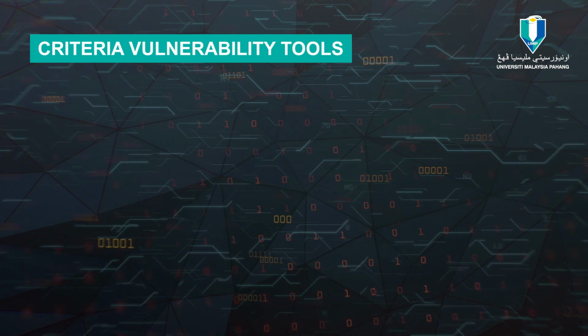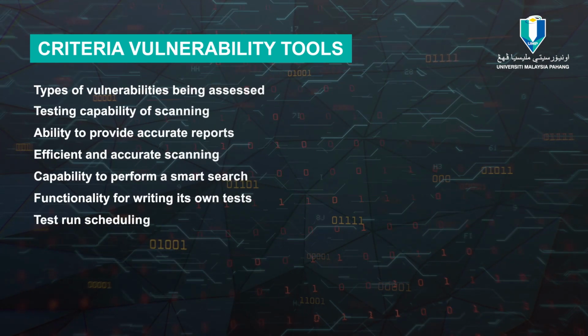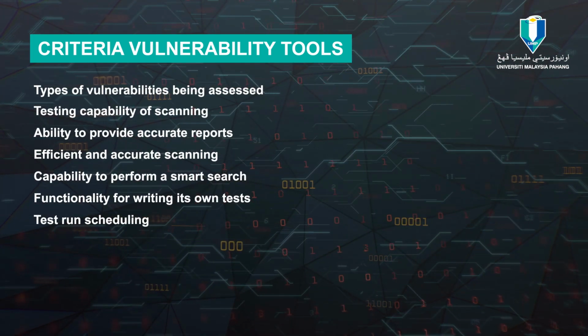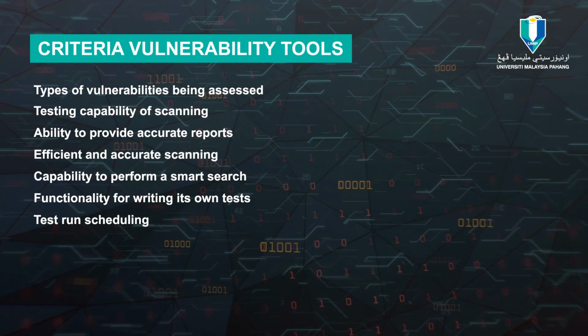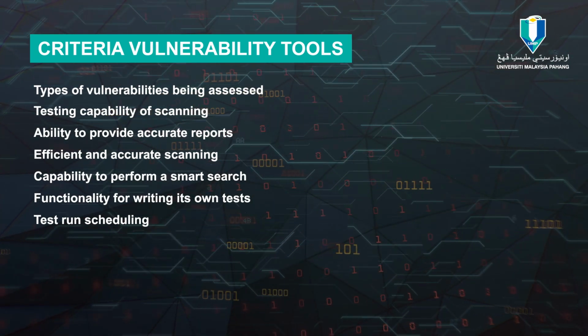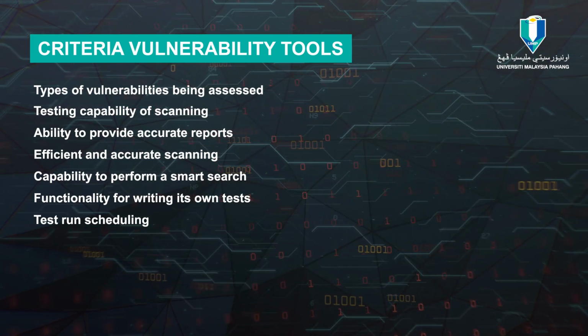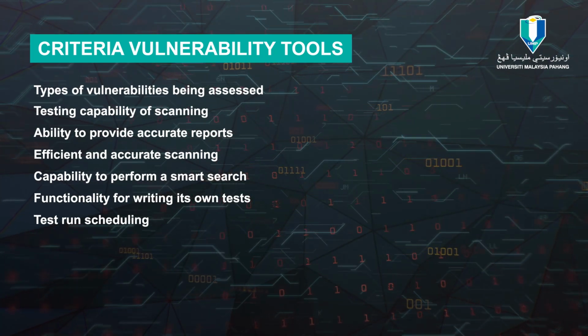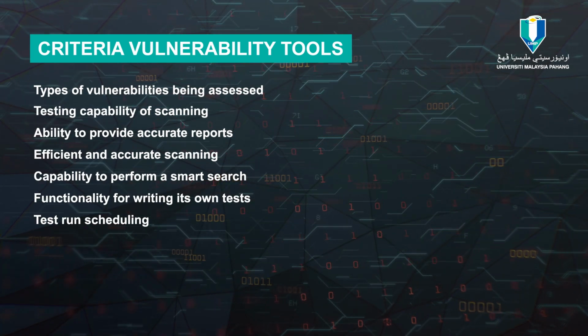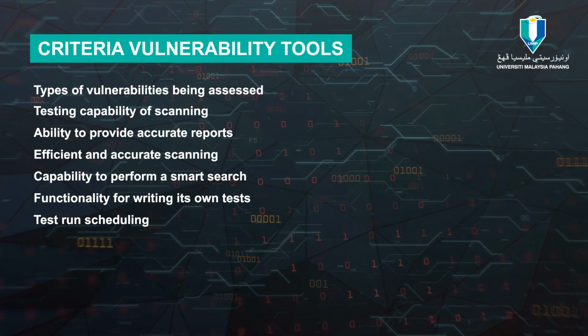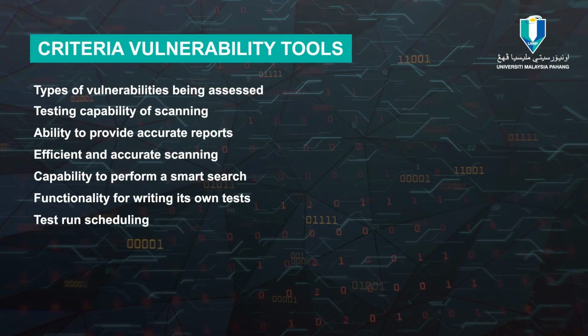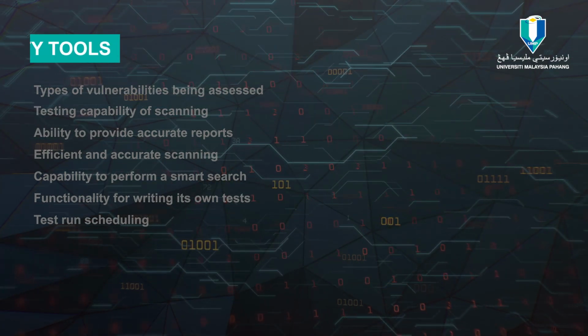Criteria for choosing a vulnerability assessment tool. First, the type of vulnerability being assessed. Number two, testing capability of scanning. Number three, ability to provide accurate reports. Number four, efficient and accurate scanning. Number five, capability to perform smart searches. Number six, functionality for writing its own tests. Number seven, test run scheduling.